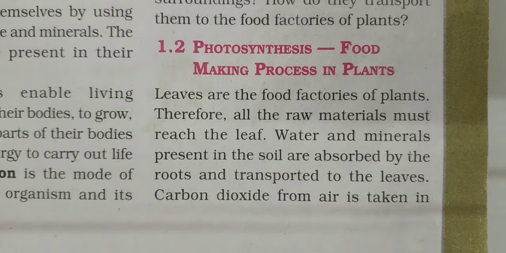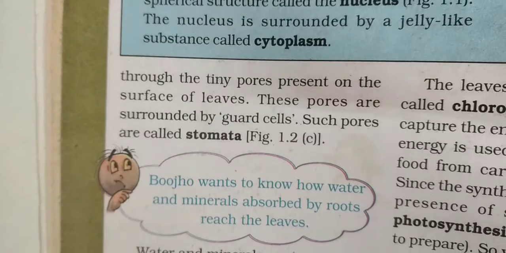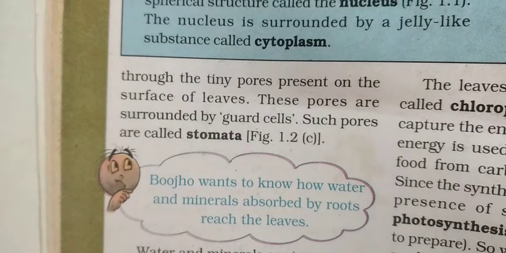Today we are going to study how plants prepare their own food. Leaves are the food factories of plants. Therefore, all the raw materials must reach the leaf. Water and minerals present in the soil are absorbed by the roots and transported to the leaves. Carbon dioxide from air is taken in through the tiny pores present on the surface of leaves. These pores are surrounded by guard cells. Such pores are called stomata.